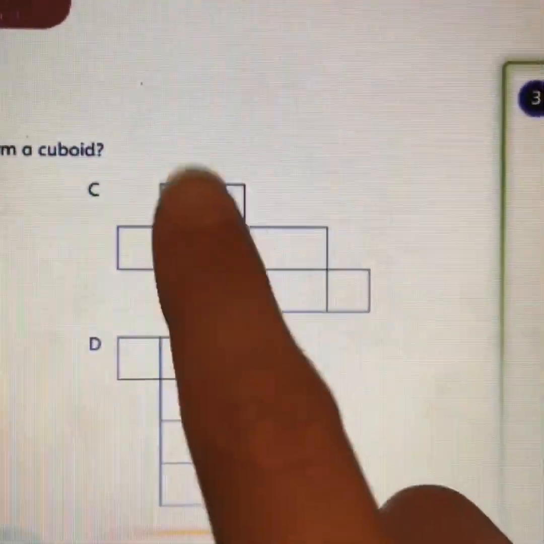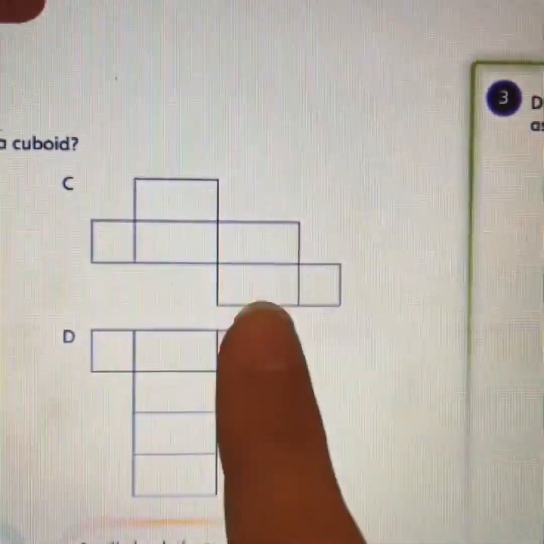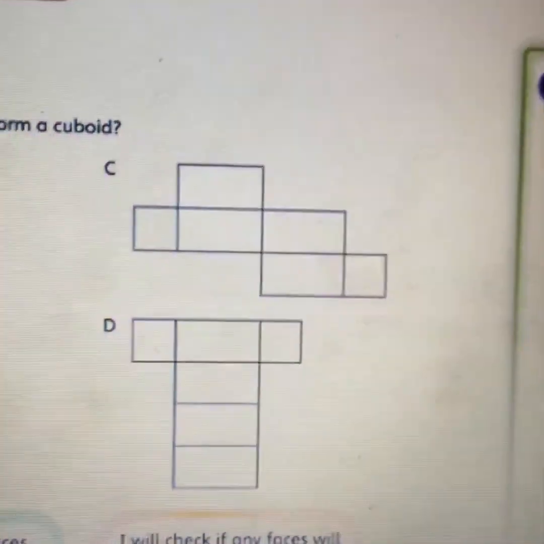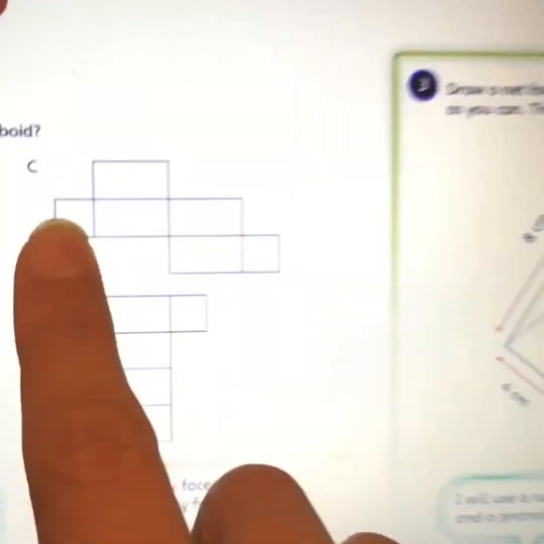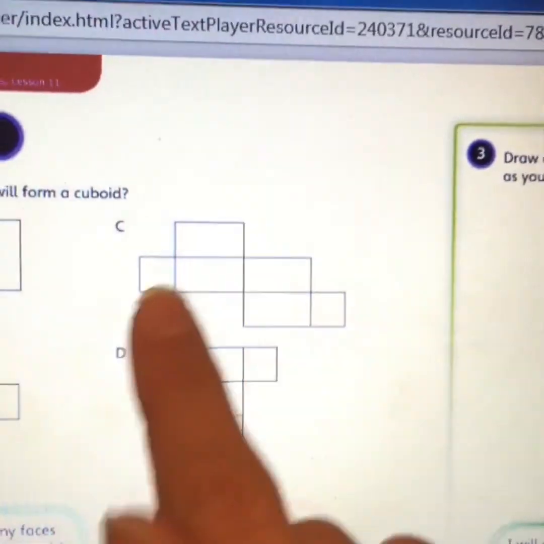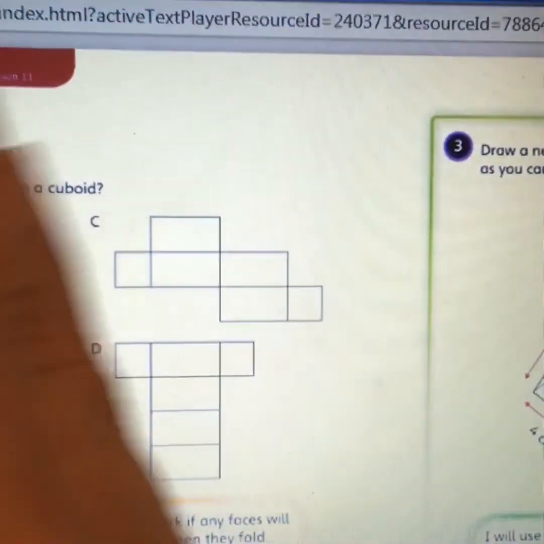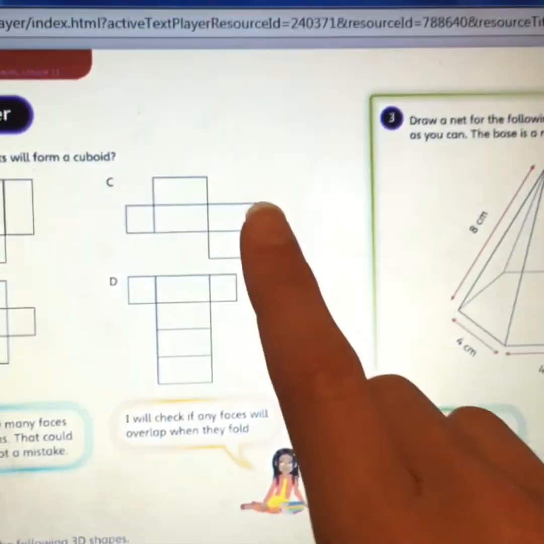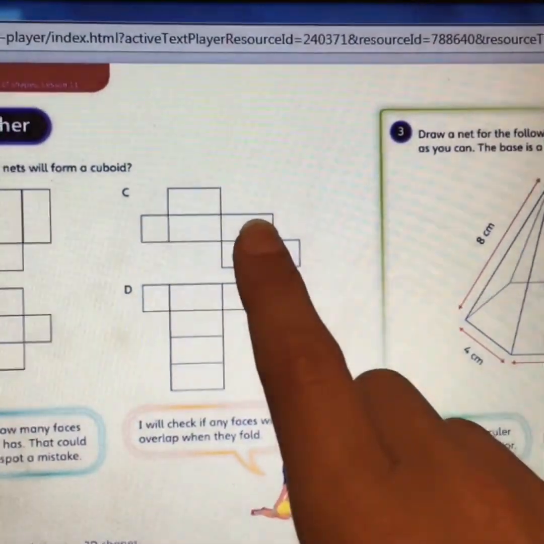Right, on to C then. So I can see it's got 6 faces, I can see 4 are the same, and then 2 are the same. So far, so good. Let's see if it folds up. So I'd fold this up. So this is like my base on the bottom. This is going to fold up. This is going to form the side.